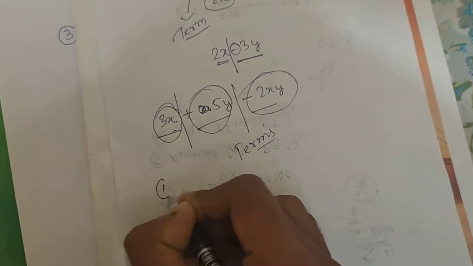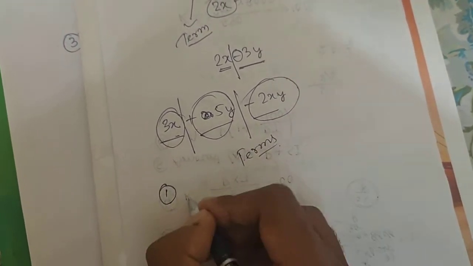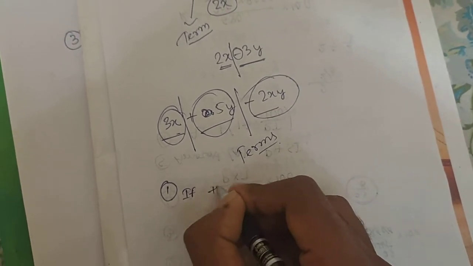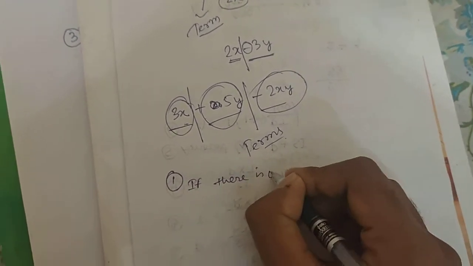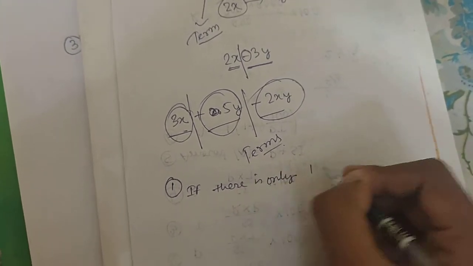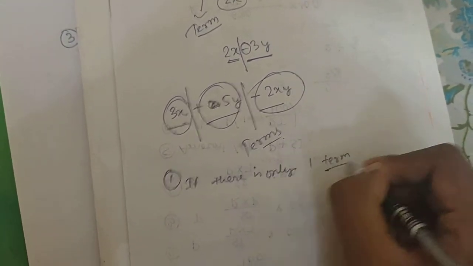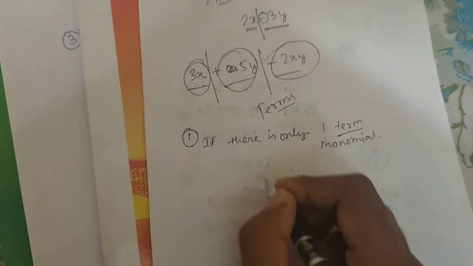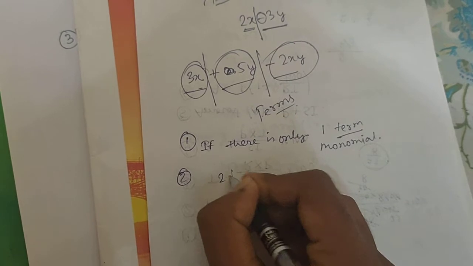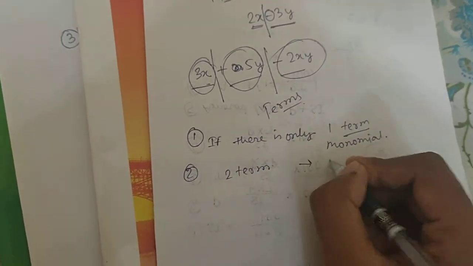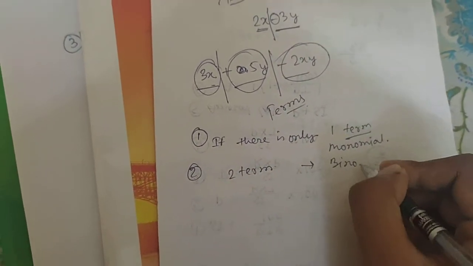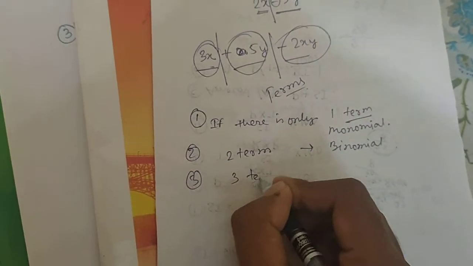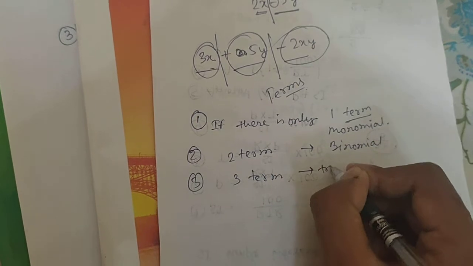If there is only one term, this is called monomial. If there are two terms, then that is called binomial. If there are three terms, then it is called trinomial.